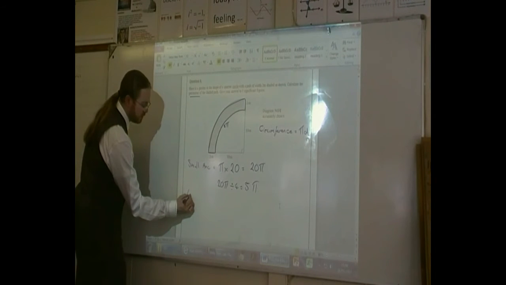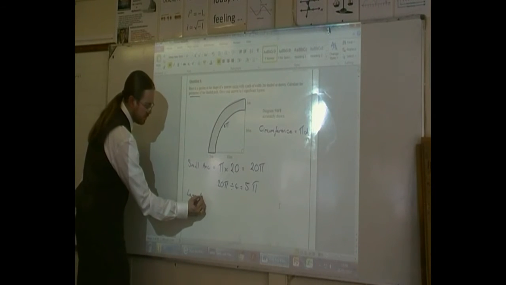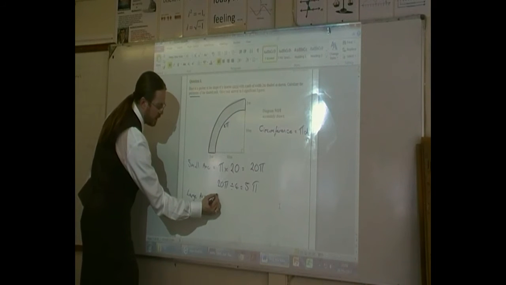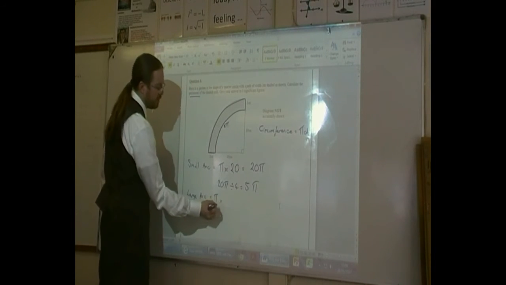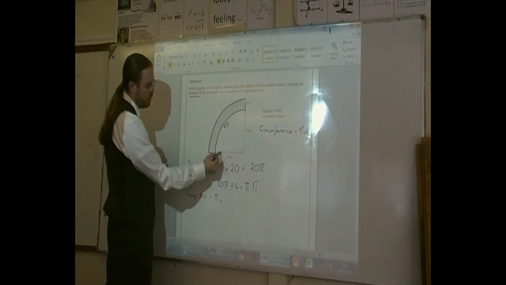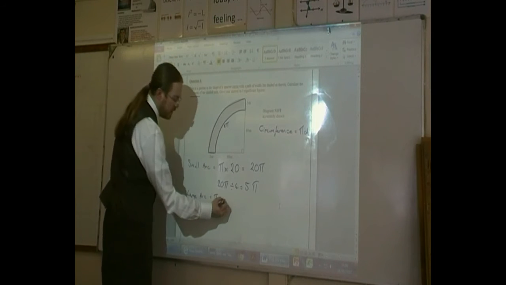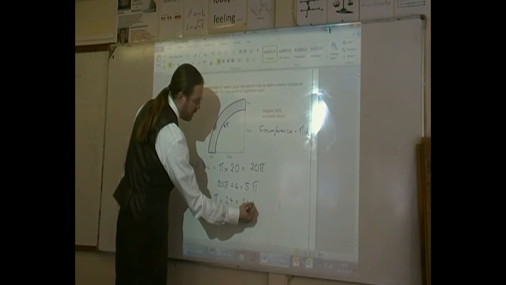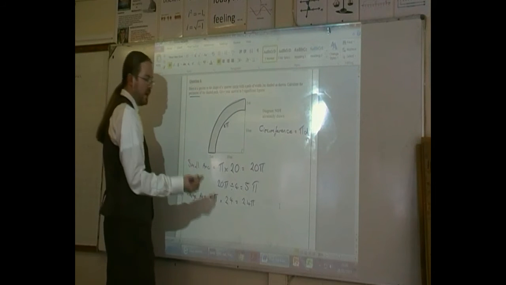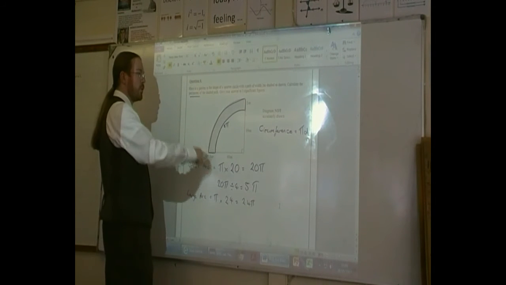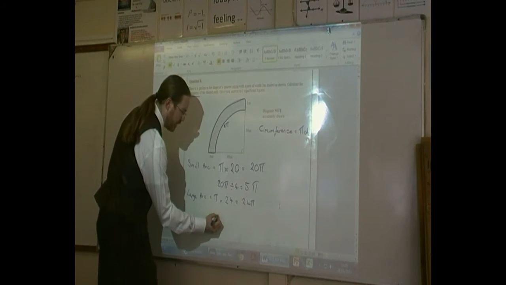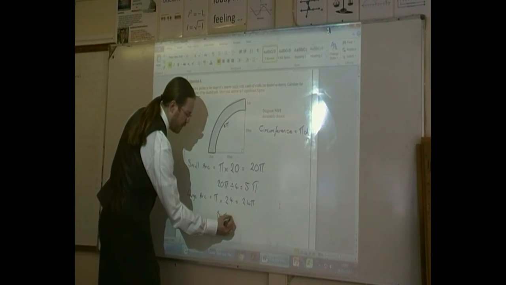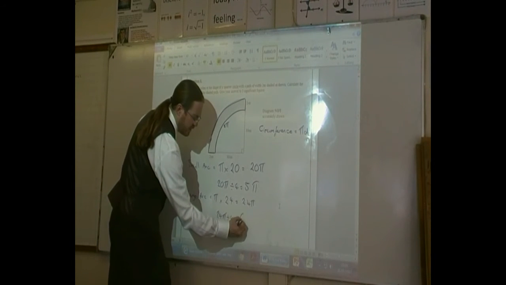Our large arc is going to be pi times the diameter this time, and the diameter this time is 2 plus 10, which is 12, doubled, so pi times 24. So that's going to be 24 pi. And then again, we're going to divide that by 4 because we're only interested in a quarter of the circle. So 24 pi divided by 4 is going to be 6 pi.